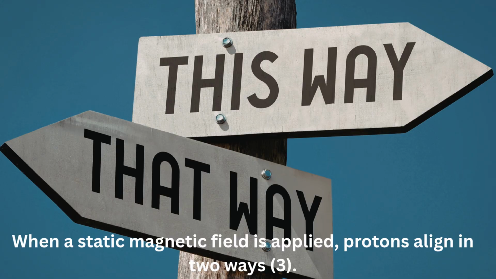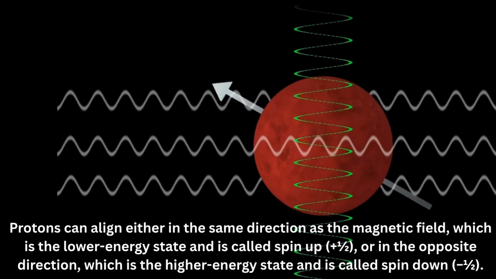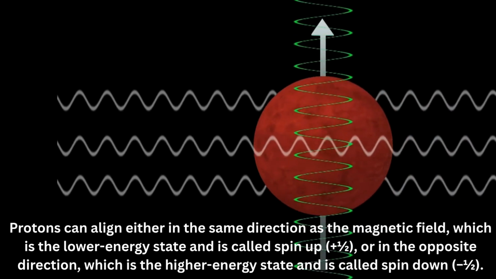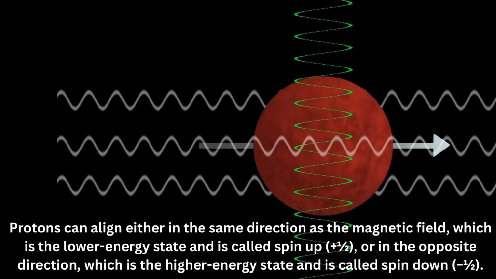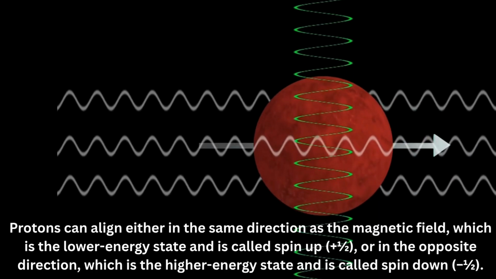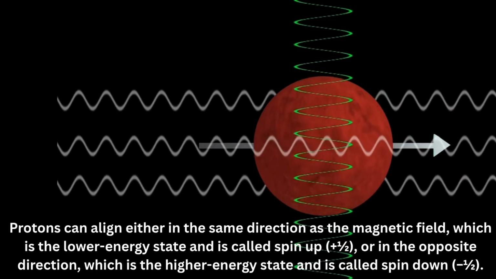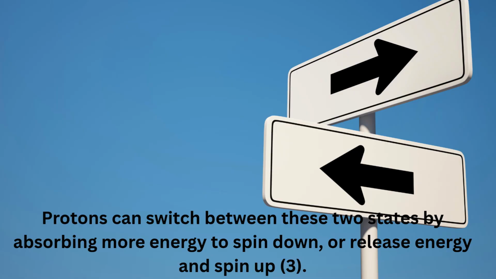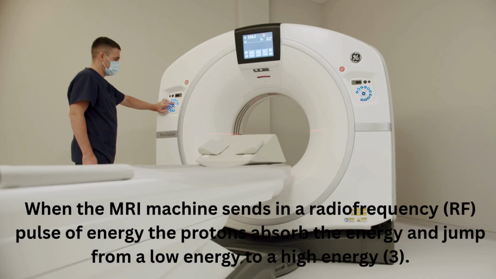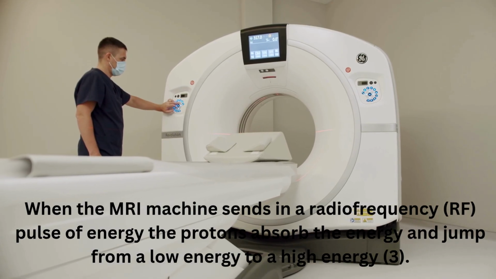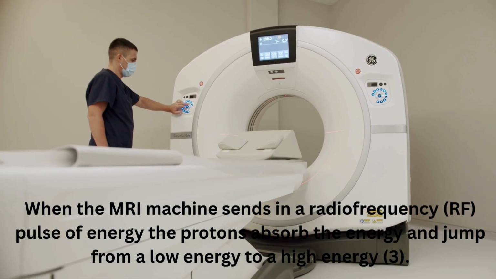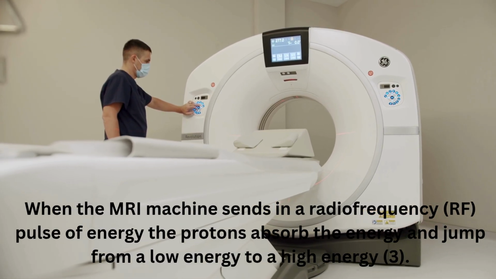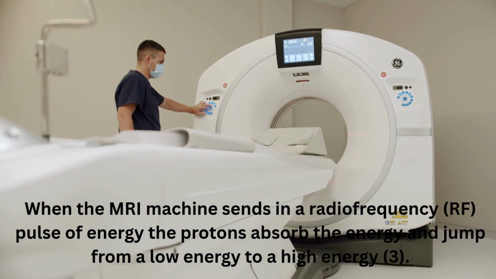When a static magnetic field is applied, protons align in two ways. Protons can align either in the same direction as the magnetic field, which is the lower energy state and is called spin up, plus a half, or in the opposite direction, which is the higher energy state and is called spin down, minus a half. Protons can switch between these two states by absorbing more energy to spin down, or release energy and spin up. Where does the proton get energy? When the MRI machine sends in a radio frequency, RF, pulse of energy, the protons absorb the energy and jump from a low energy to a high energy.